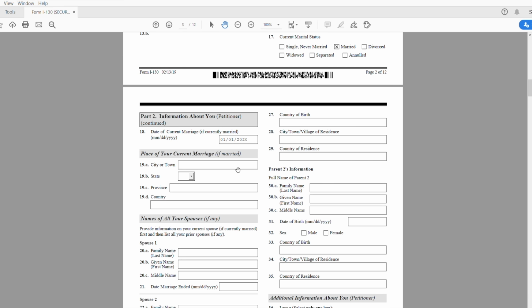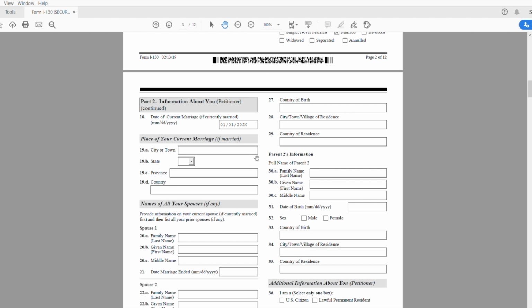Where did they get married? Mr. Patel's spouse lives abroad, so we would show that he traveled to get married to his spouse and then returned back to the U.S. to file Form I-130 for a consular process. So we can show that he got married in Mumbai, Maharashtra, in India. Here, the state wouldn't apply because the drop-down menu is for U.S. states only. So if your marriage took place in the United States, you wouldn't enter a province, but simply a state here.